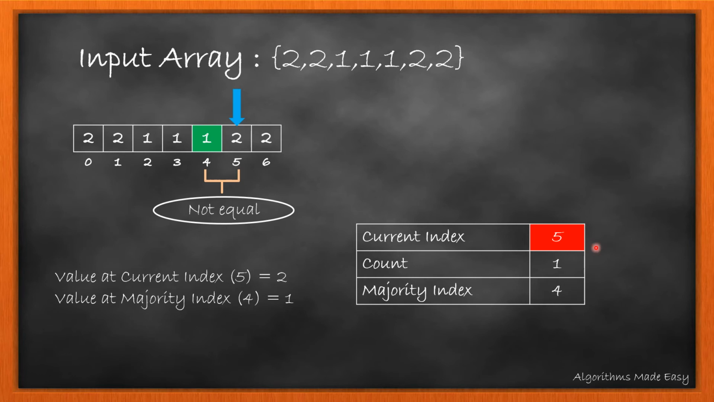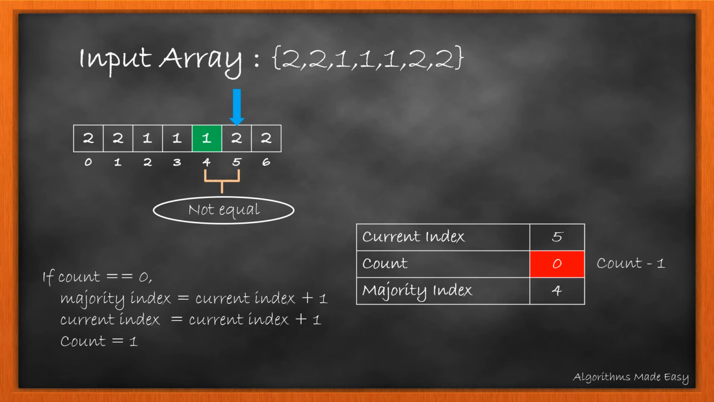As current will be incremented again by the for loop, it will become 5. The majority index will be 4 and the count will be reset to 1. Applying the if condition again, we see that the value at majority and current index are not equal. So we decrement the count. The count becomes 0 and so the other if condition is applicable. Now we will again update the majority and current index and reset the count.